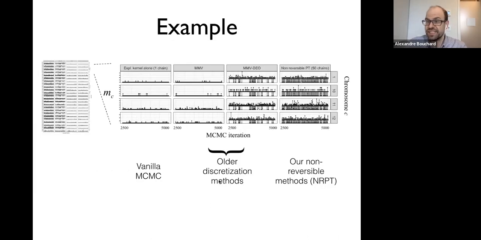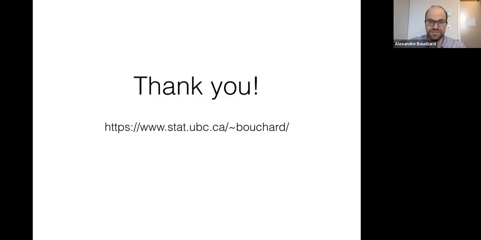Basically this translates to real improvement in biological problems. Going back to this problem of inferring copy number, we see that older discretization methods had a lot of problems switching between these two explanations: either not doing a genome doubling or doing one. MCMC is hopeless, and our advanced adaptive method can efficiently switch between these two explanations. So thanks everybody, and I'm happy to answer questions.